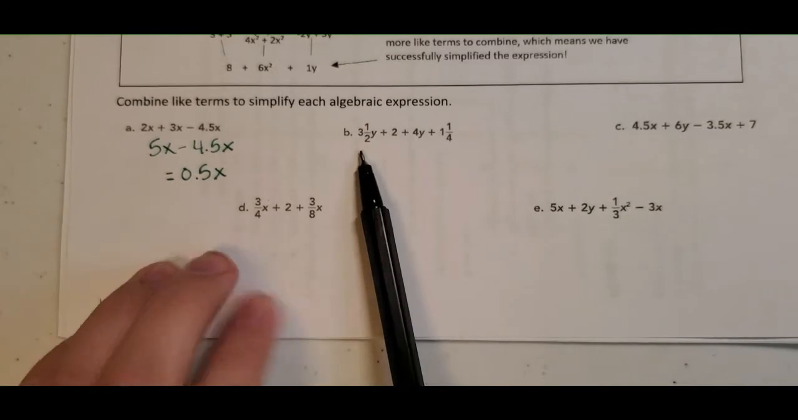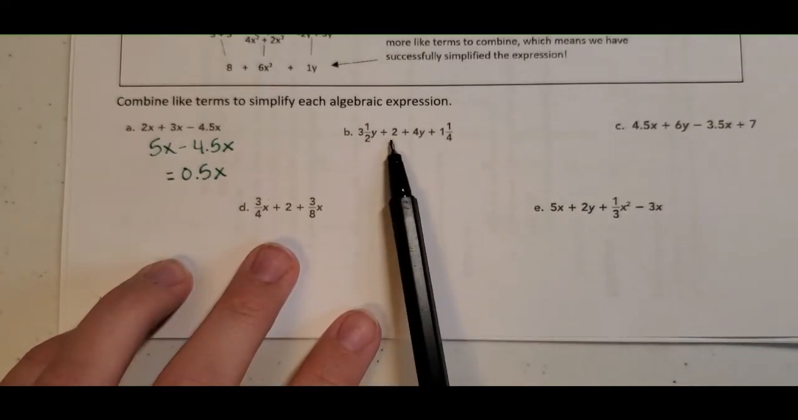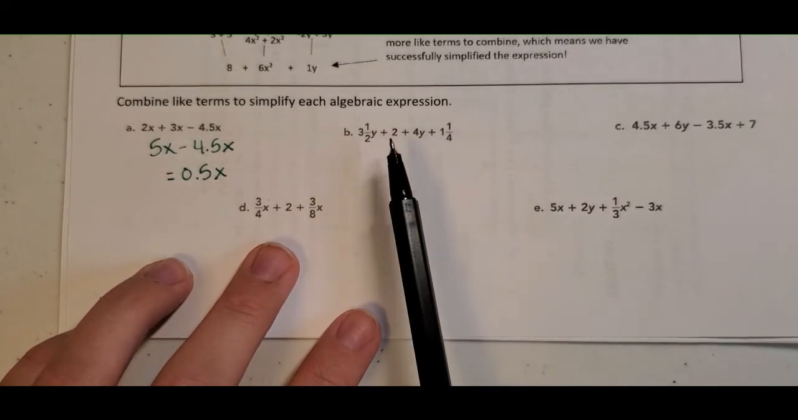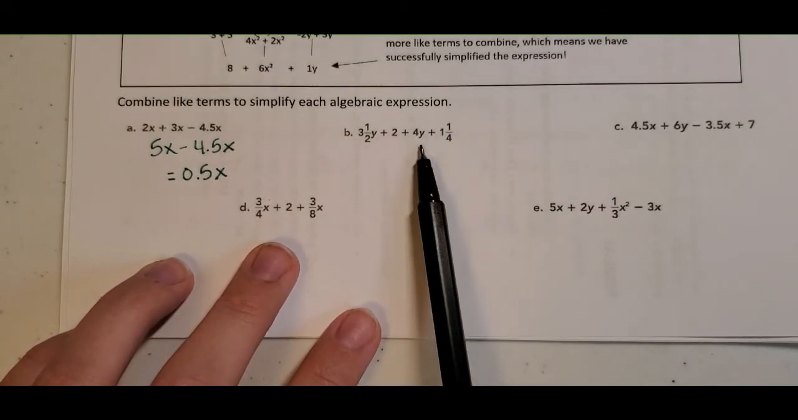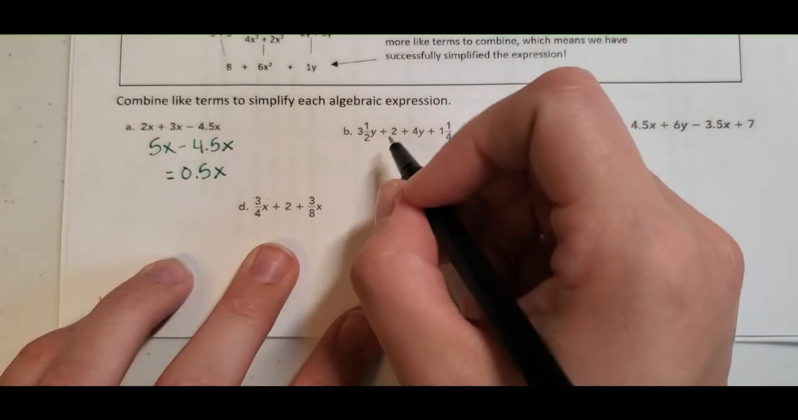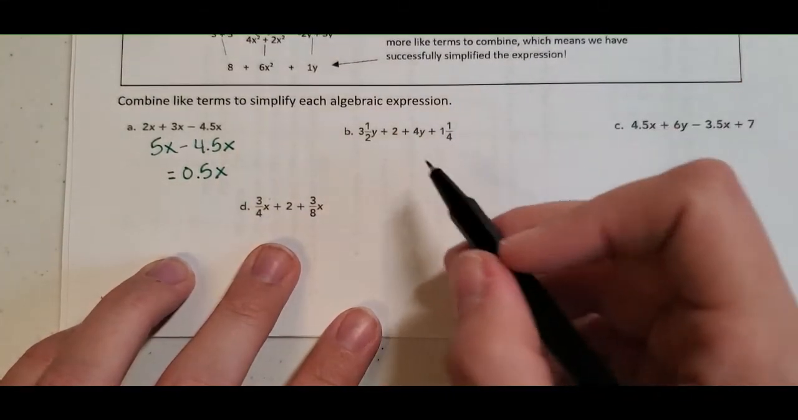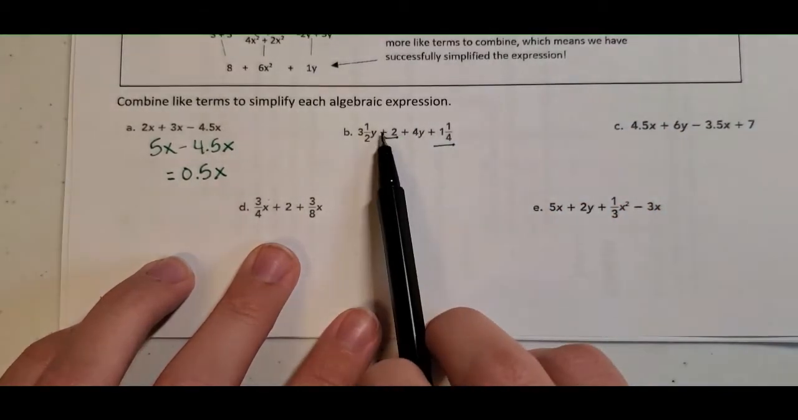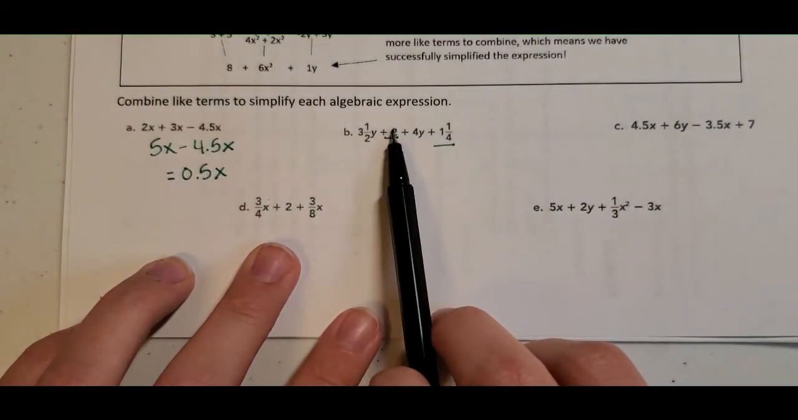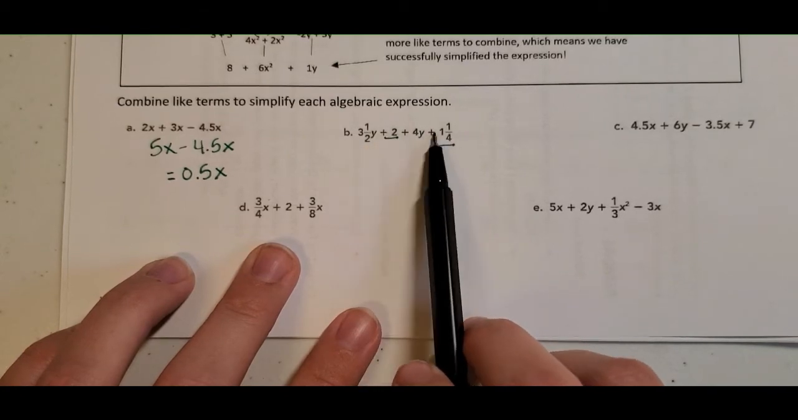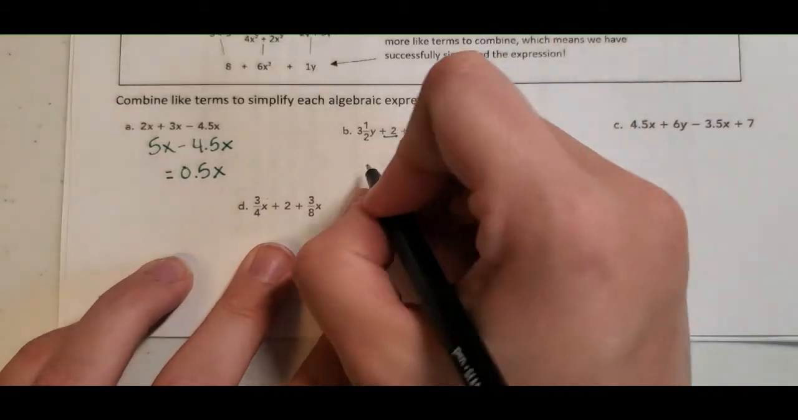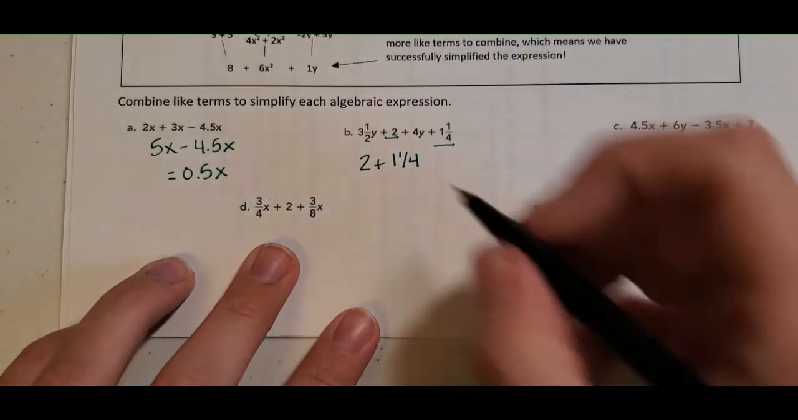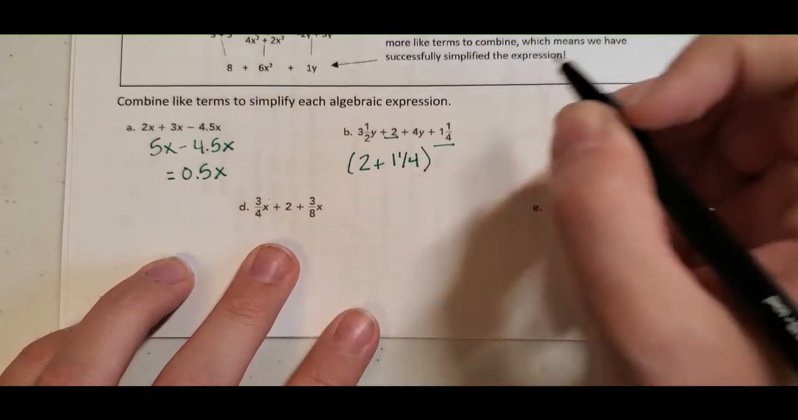Look at B. I have 3.5y plus 2 plus 4y plus 1 1/4. So I have basic numbers and I have y's. So basic numbers, let's just do those first. So I would put together, and remember that sign in front goes with that number. So I have a positive 2 plus 1 1/4. That's going to go together first.